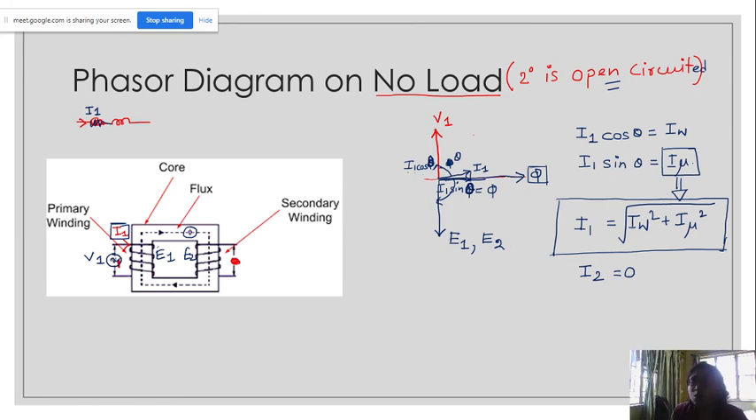So what is the current in the primary? One is I1 cos theta, and another is I1 sin theta. I1 sin theta is called I reactive or I mu, and I1 cos theta is called IW. This is the loss component or active component, and this is the lossless component of the primary current when the transformer is on no load. You understand? Okay.